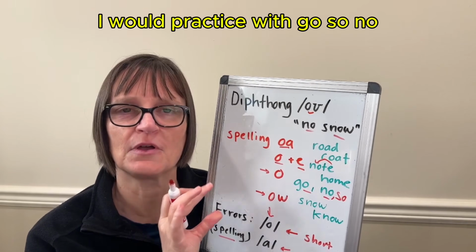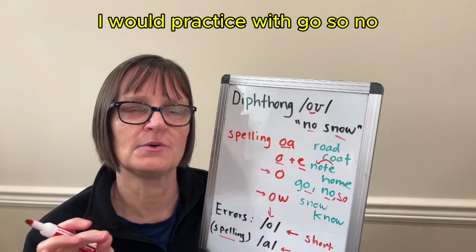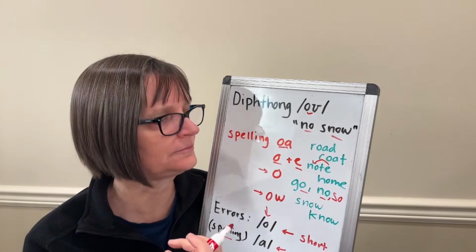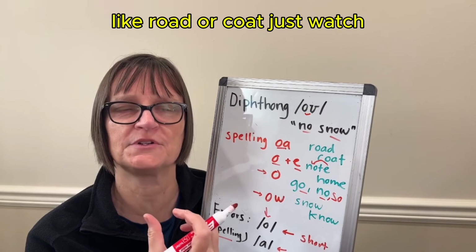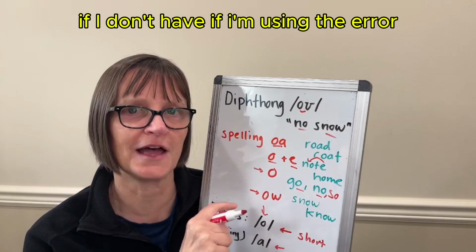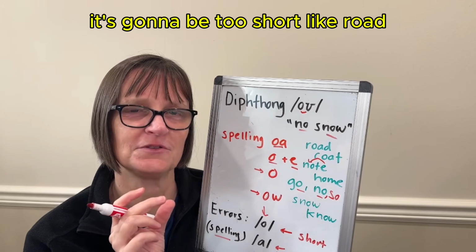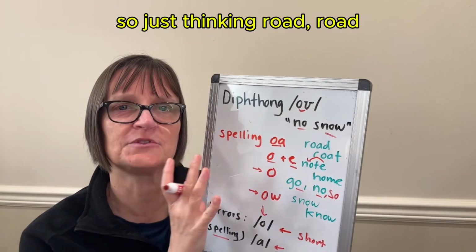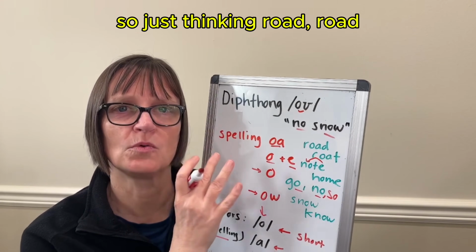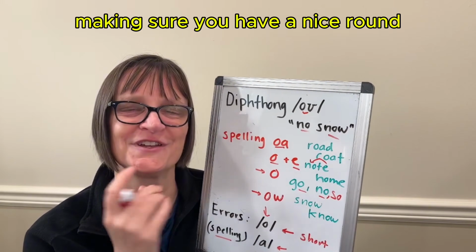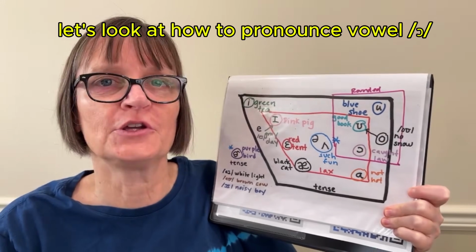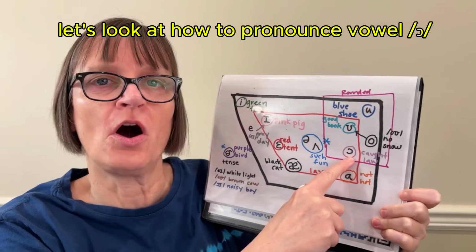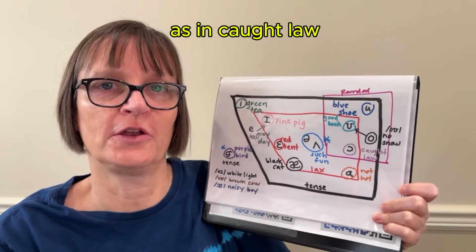To practice, just thinking about making it longer tends to help, especially in these words that end with O. I would practice with go, so, no. And for the words that have a consonant at the end, like road or coat, just watch if I'm using the air, it's going to be too short, like road. So just thinking road, road, making sure you have nice round lips and that you're sliding and closing as you go.